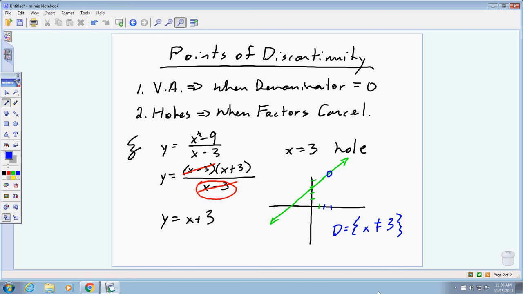Same with the range. If we had to go and find the range, it changes too, because obviously there's a hole somewhere when x equals 3. So if you went and threw x equals 3 in there, in the original function, something happens. Okay? Any questions on holes? Because that's one of the new concepts.